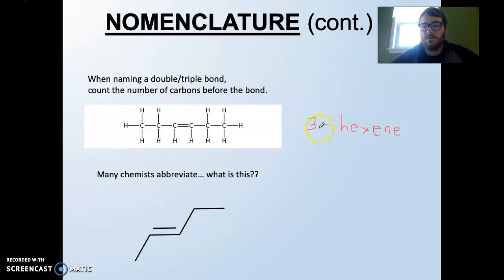Sometimes you see it as a 3, comma, hexene, depending on the textbook. But the dash is most common. You're going to call it 3-hexene, and that'll help you on the homework, particularly application section question, I believe, number 1. And a lot of chemists abbreviate.